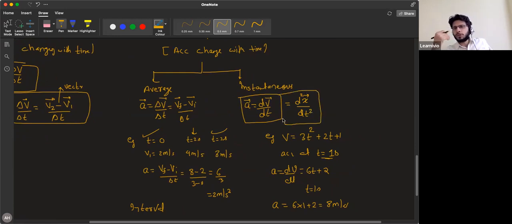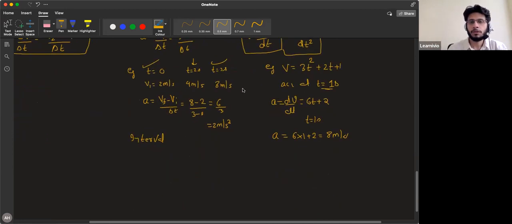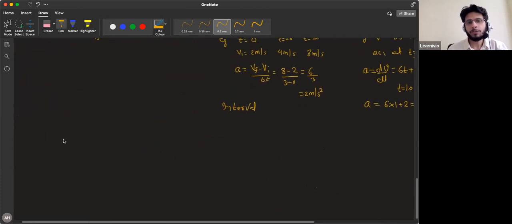So either you can differentiate the velocity with time, or what you can do is take position, take its second derivative. So differentiate position twice with respect to time, and you can get instantaneous acceleration. Now you have types of motions. You have uniform motion. So if you have uniform motion means velocity is constant.